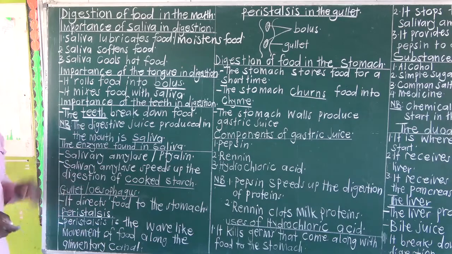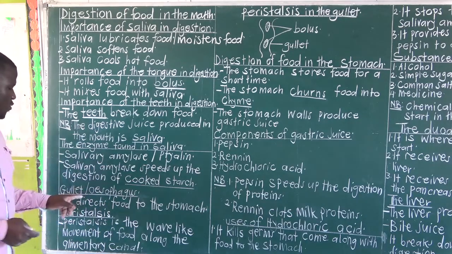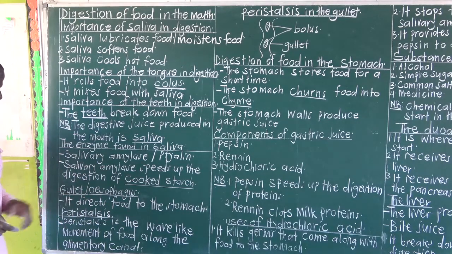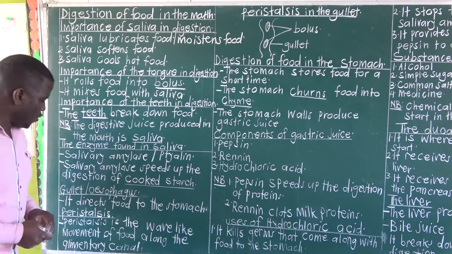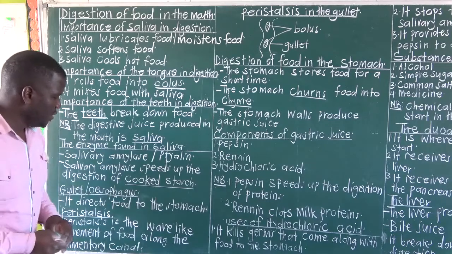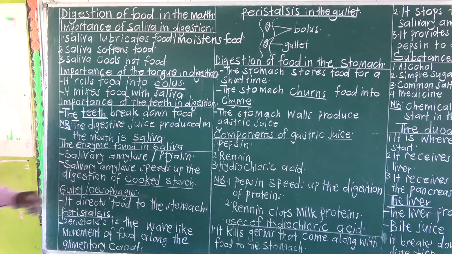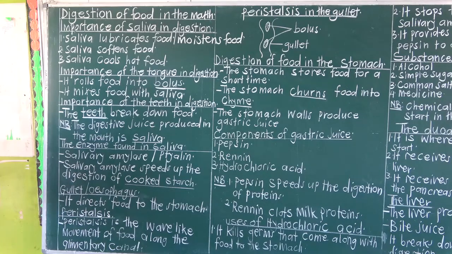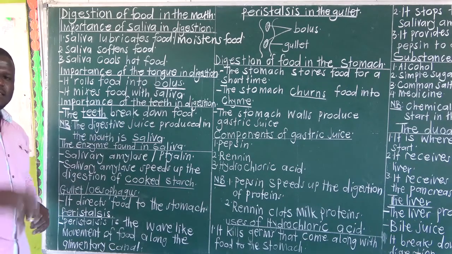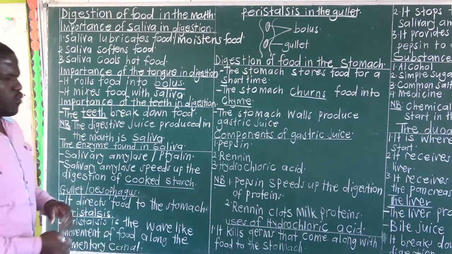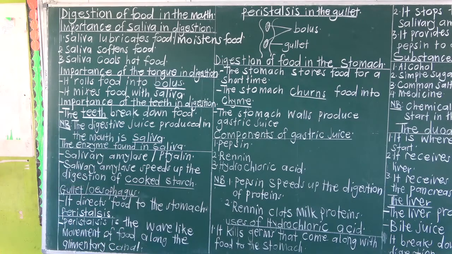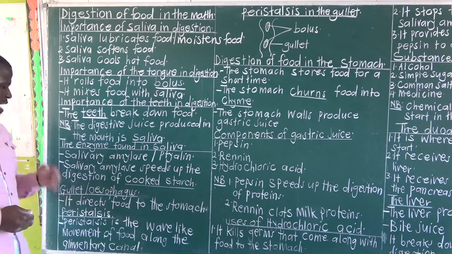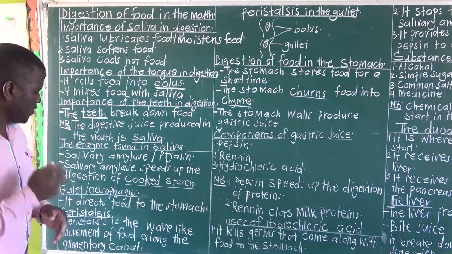I repeat, from the mouth, food goes to the stomach through the gullet or esophagus. So let's look at the importance of the esophagus or gullet. The gullet or esophagus directs food to the stomach. Or you can say it is a passage of food to the stomach. So once you put food in the mouth, after chewing, that food will go to the stomach through the gullet.